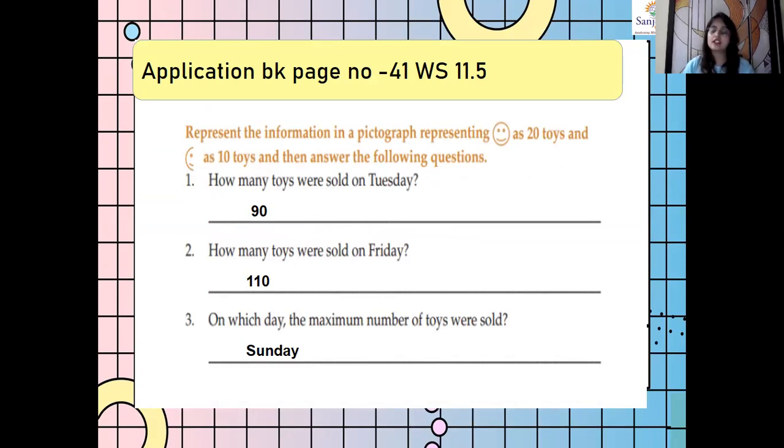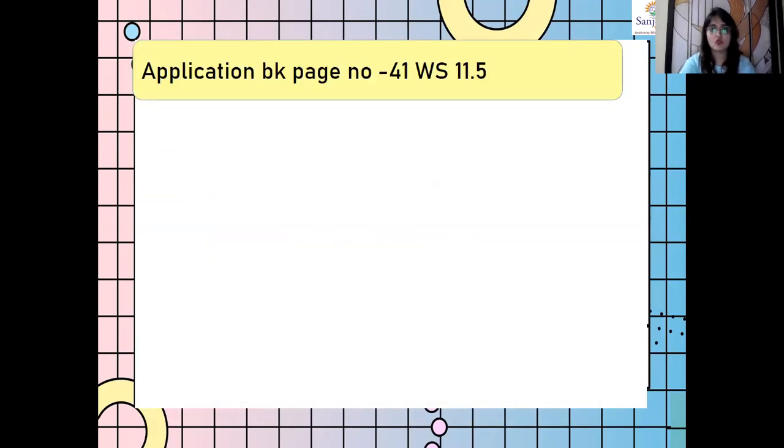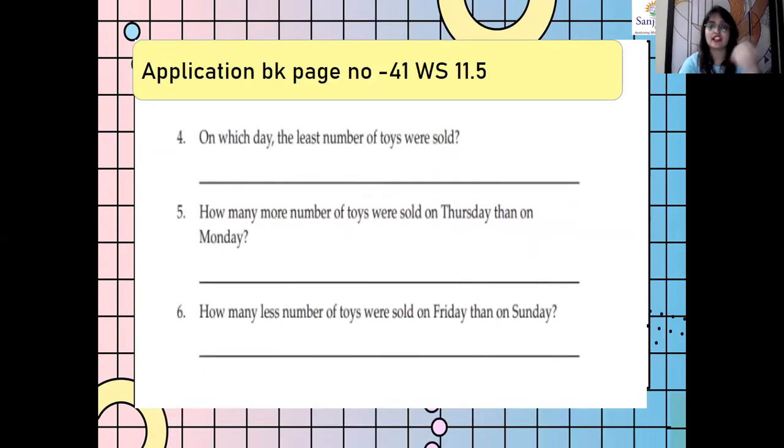Okay. So in this question, children, in your worksheet 11.5, we have seen the table and we have drawn the pictograph in our notebook, and then we have also answered the questions given there. Okay. Now, let us move on to the next question. More questions are there on this. On which day the least number of toys were sold? So on which day the least number of toys were sold? That is on Monday.